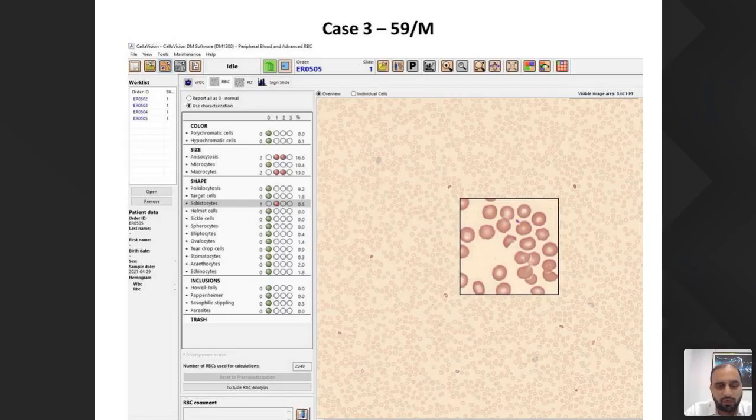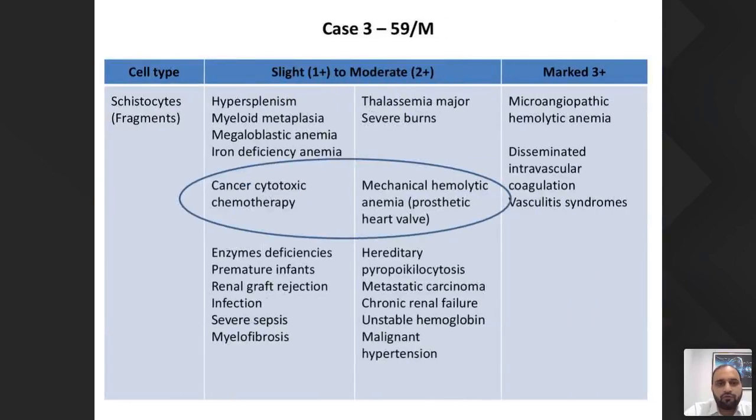As we can see, all my poikilocytes are green, that is, they are of a zero grade. Maybe these schistocytes are of importance. If you look into what a slight to moderate grading of schistocytes is, in this case, I would say maybe it is because of this cancer chemotherapy that he is getting, or some prosthetic heart valve, which the history has not been provided. Maybe he has it, or a mechanical hemolytic anemia. Now, we are not very sure, but one thing is sure, this is still not a microangiopathic hemolytic anemia.